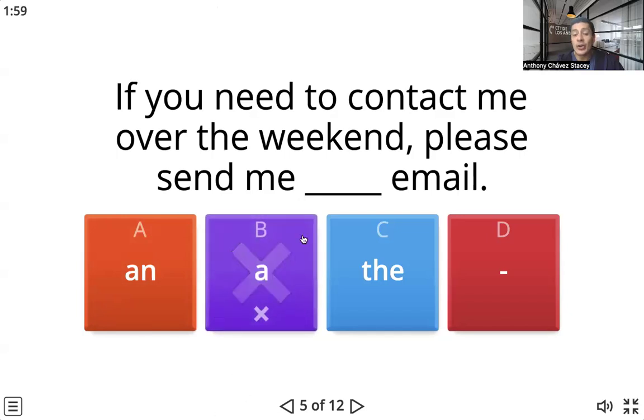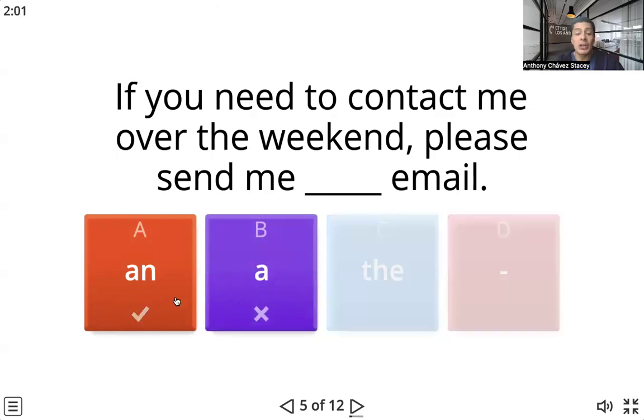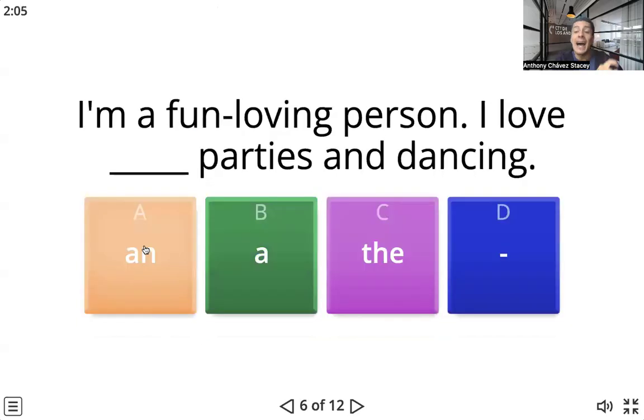Let's check. So it cannot be a. We have a vowel. When you have a vowel, you need to use an email. Okay, remember, you need a for a consonant, an for a vowel. Let's keep going. Jairo, the next one.